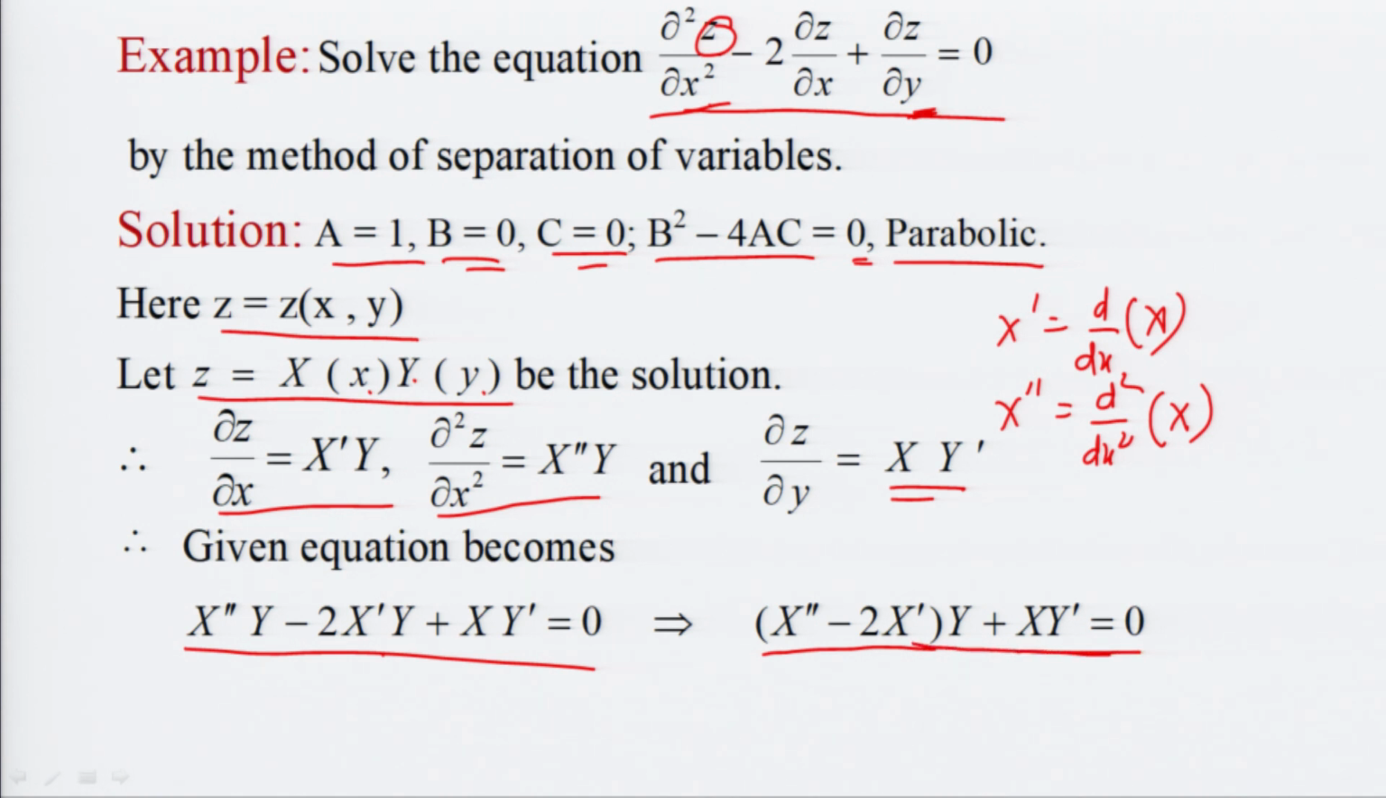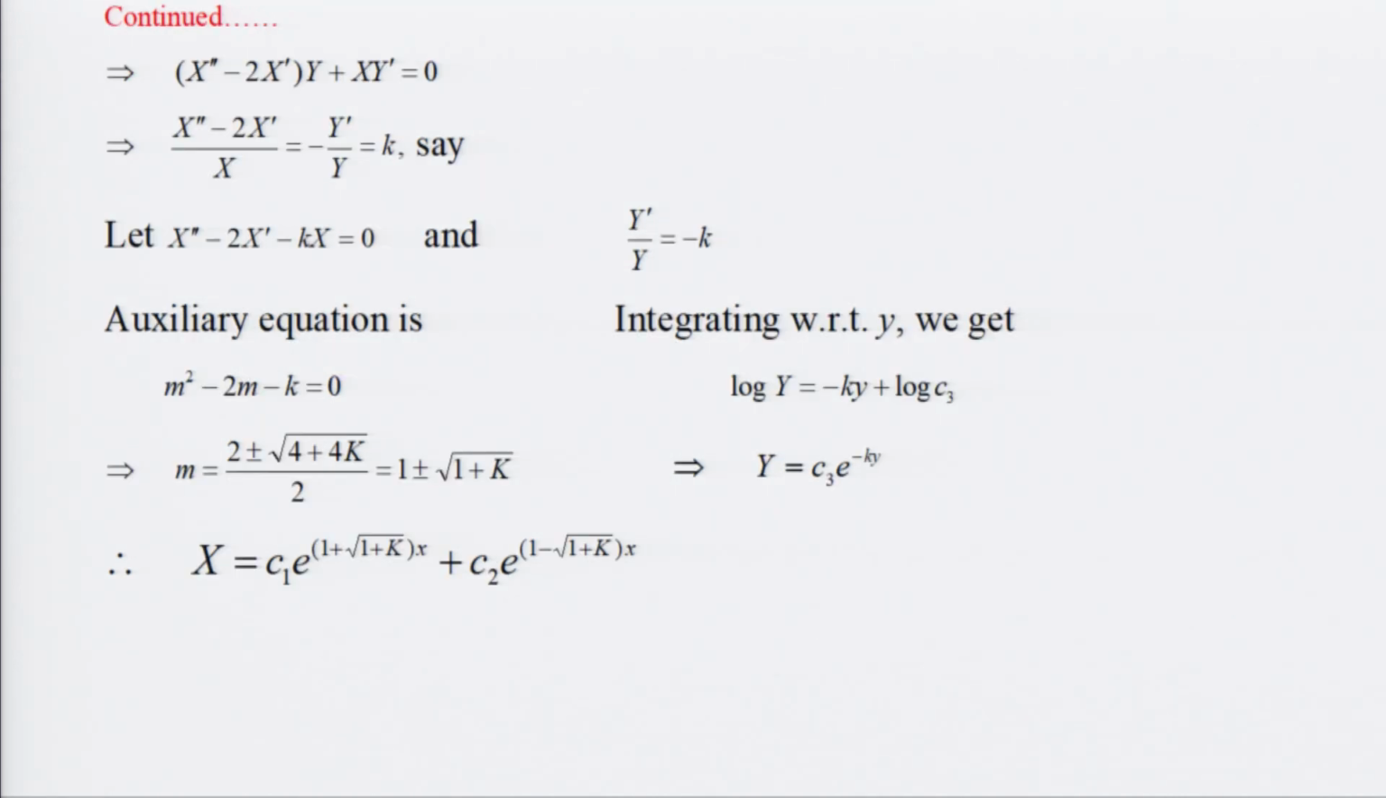So, x double dash minus 2 x dash y plus x y dash is equal to 0. From here we want to separate the variables, that is, in terms of x on one side and in terms of y on the other side. So, this was the expression: x double dash minus 2 x dash y plus x y dash is equal to 0.